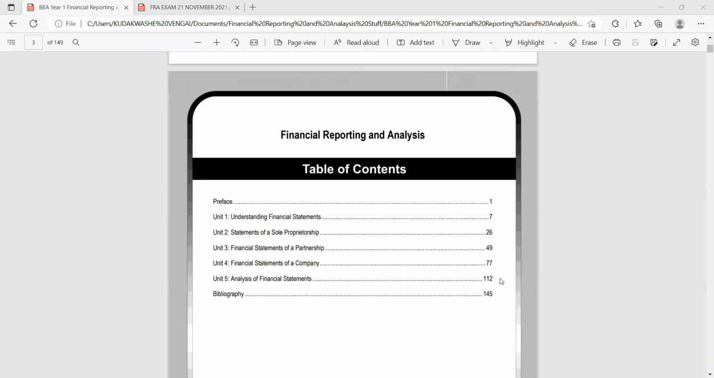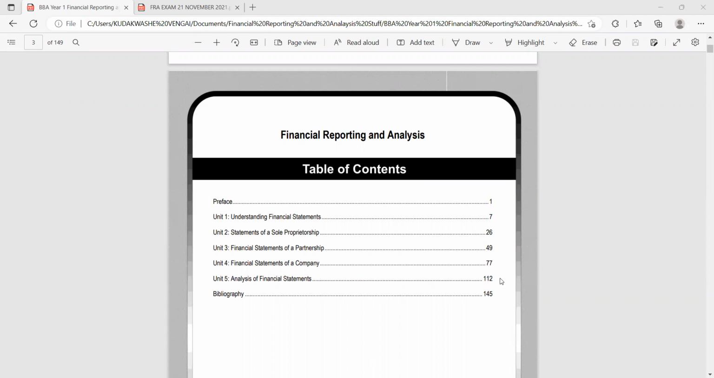So there are three types of organizations that we are going to look at. There's going to be what we call a sole proprietorship, there's going to be what we call a partnership, and there's going to be what is called a company, right? So those are the three types of organization that we're going to look at. These are the main types of organization that you're going to see.